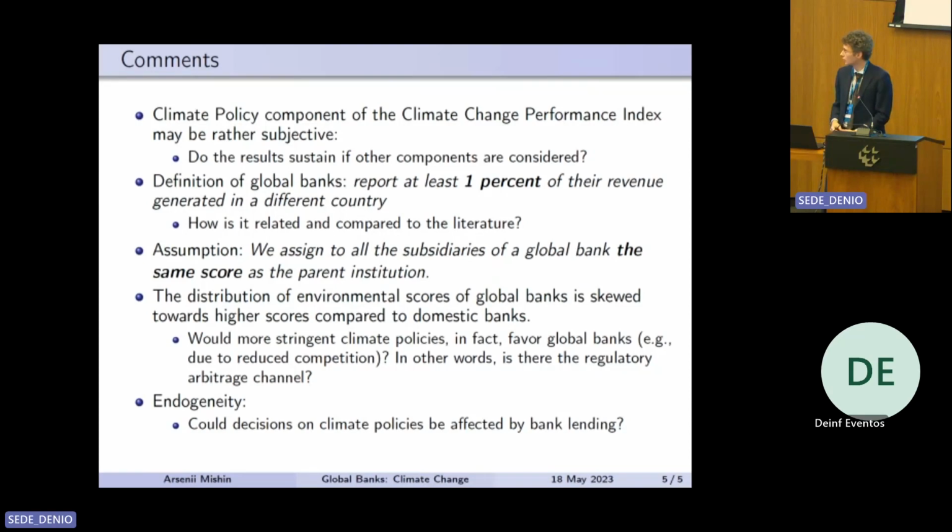The second comment is about the definition of global banks. It is understandable that there is no unique definition of global banks, but here the authors define them as those institutions that report at least 1% of their revenue generated in a different country. So the question is, why do they choose this threshold, 1%? And maybe some discussion about how this approach is related to the other literature might be useful.